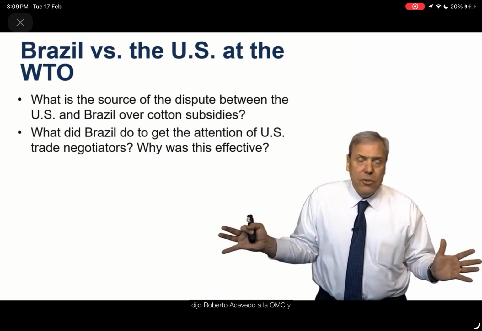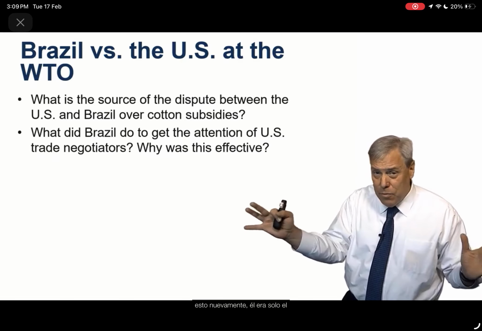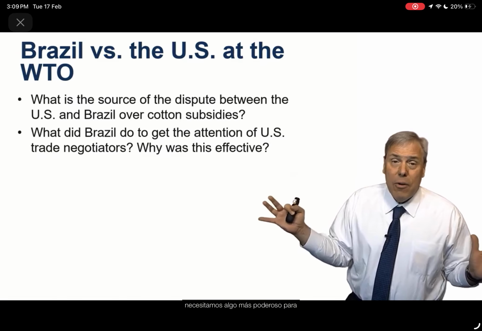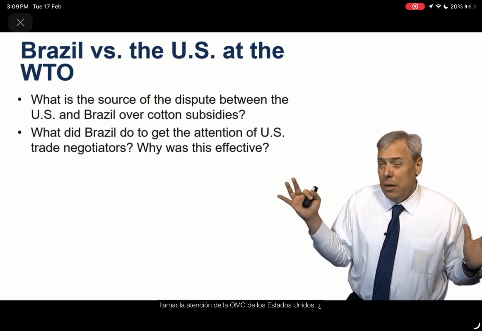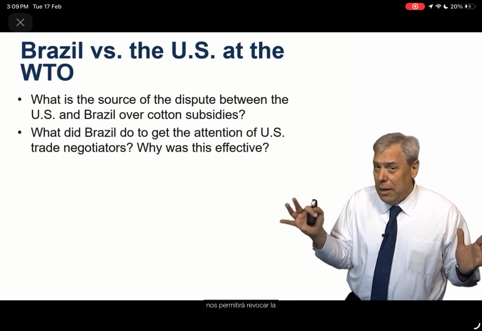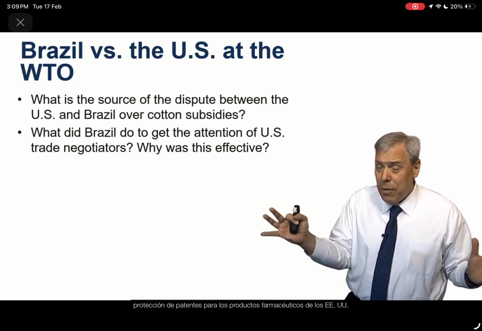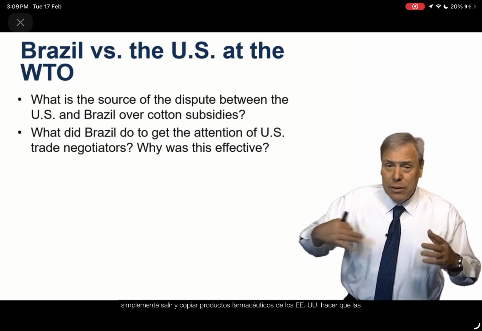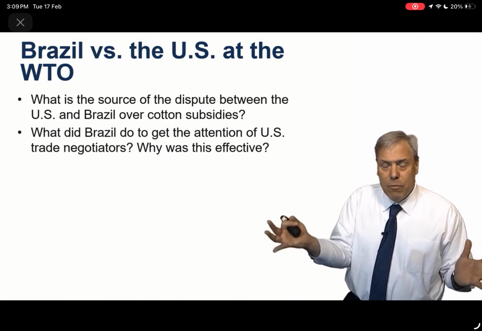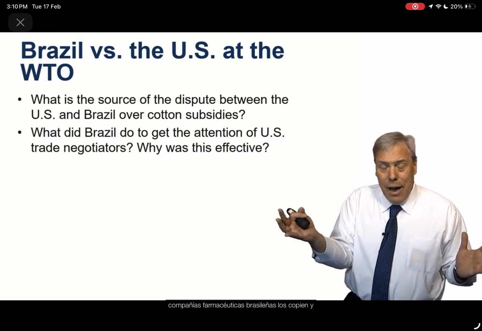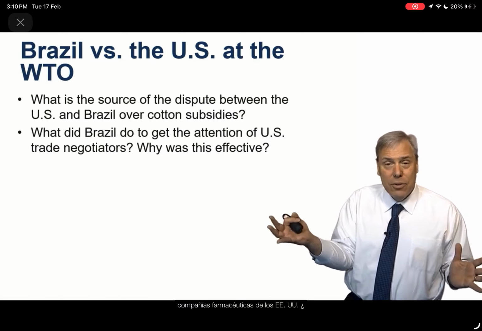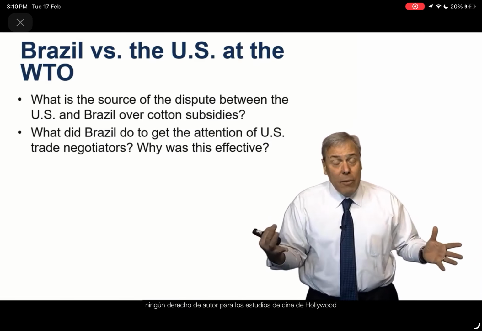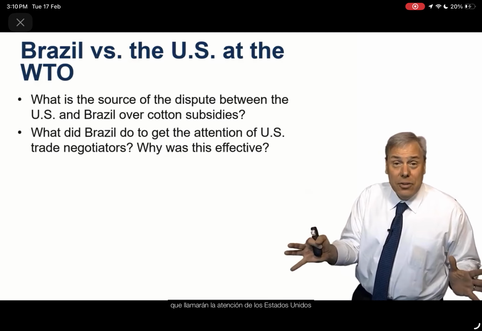So Roberto Azevedo said to the WTO, and again, he was still just Brazil's ambassador to the WTO at the time, look, we need something more powerful to get the attention of the United States. WTO, will you allow us to revoke patent protection for U.S. pharmaceutical products if they don't drop this unfair trade practice? Will you allow us to simply copy U.S. pharmaceutical products, have Brazilian pharmaceutical companies copy them and not pay any royalty payments to the U.S. pharmaceutical companies? Will you allow us to copy Hollywood movies and not pay any copyrights to the Hollywood movie studios? That'll get the attention of the United States.